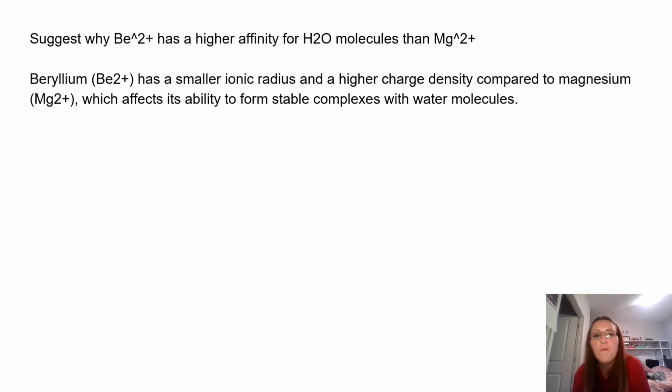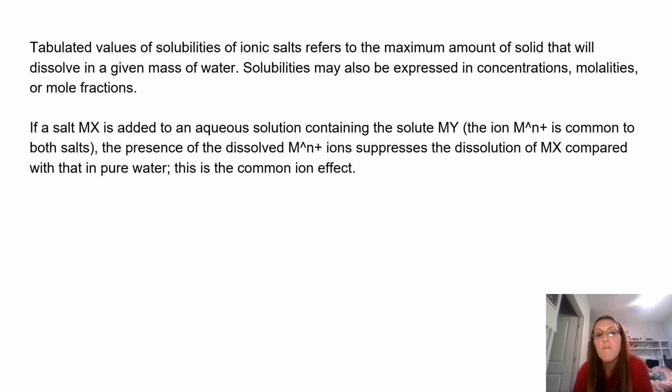Suggest why beryllium 2+ has a higher affinity for H2O molecules than magnesium 2+. Beryllium 2+ has a smaller ionic radius and a higher charge density compared to magnesium, Mg2+, which affects its ability to form stable complexes with water molecules. Tabulated values of solubilities of ionic salts refer to the maximum amount of solid that will dissolve in a given mass of water. Solubilities may also be expressed in concentrations, molalities, or mole fractions.